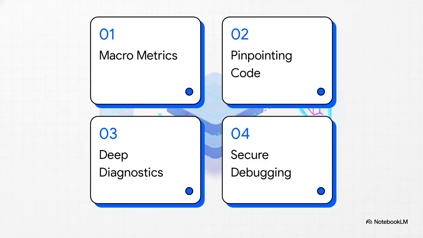So here is our roadmap for today. 1. The precision update. 2. Macro metrics and time splits. 3. Pinpointing lines of code. 4. Deep diagnostics in SQL. And 5. Secure and actionable debugging.